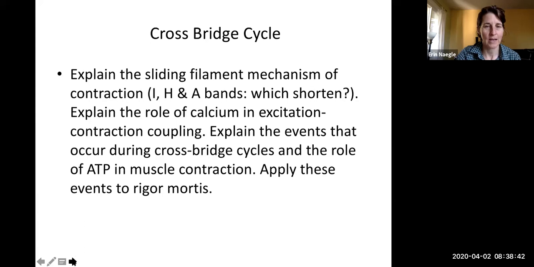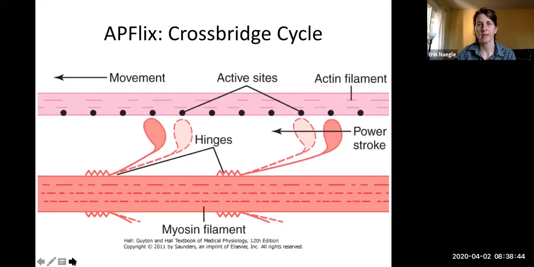So we're going to watch our last AP flicks, which is the cross-bridge cycle, which is basically these myosin heads binding to the active sites on the actin, using that power stroke to move the actin closer to the M line.